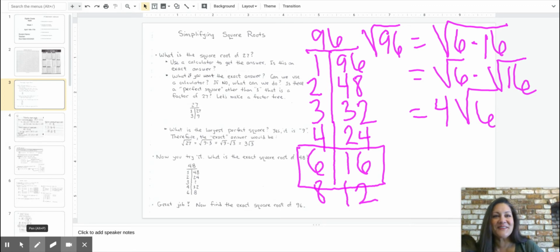All right, so we're going to take a pause right there. Okay, so we are going to move on to our next page here. Let me get my pointer.